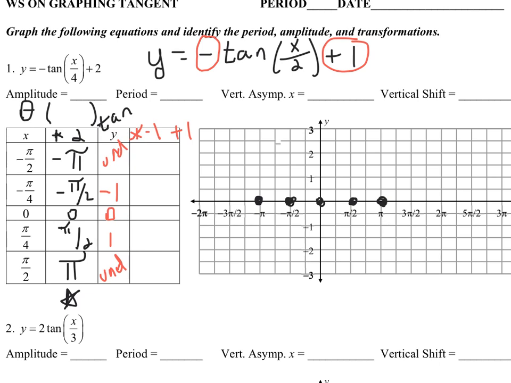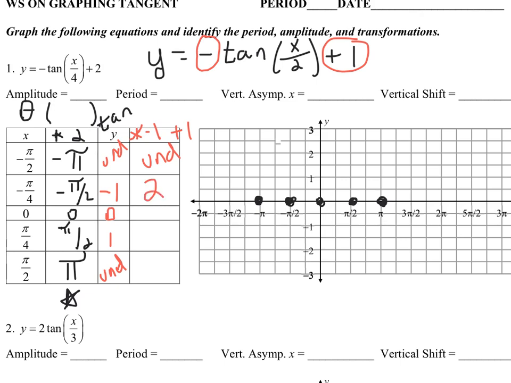So undefined is undefined. I don't care what you do to undefined. It's still going to be undefined. Okay, we can't do anything with that. There's an asymptote right there. Okay, with the next value, we have -1. Well, -1 times -1 is a +1, and a +1 plus 1 is 2.